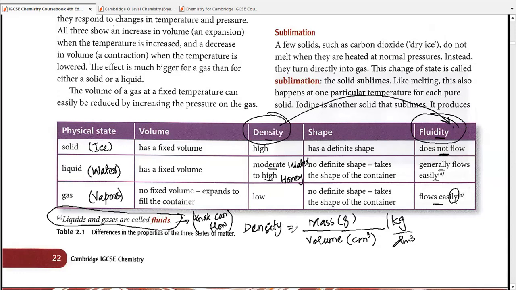Now, this clearly explains the density difference, moderate and high, and along with that, the fluidity that density affects. I hope if you connect both of the dots, you understand what I'm talking about. Any questions so far?